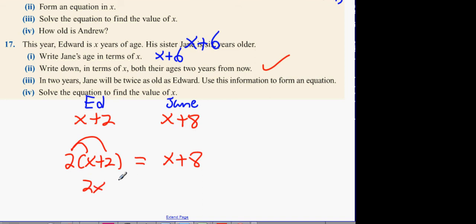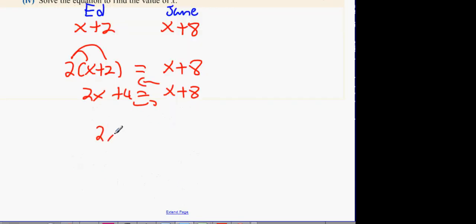2 times X plus 2 equals X plus 8. Then you bring the 8 and the 4 over. What do we get? X equals 4. Okay, that's alright. X equals 4.